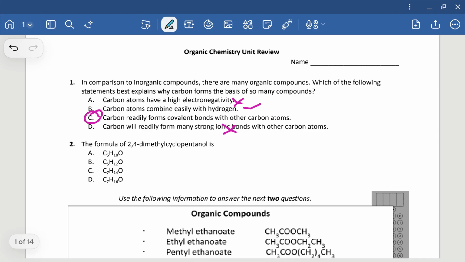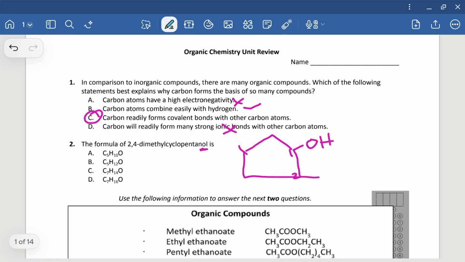Number 2 is asking for the empirical formula for 2,4-dimethyl cyclopentanol. So I think this one, it's helpful just to draw it out. So you have a ring of 5 carbons. Because it ends in OL, there's an alcohol, and that would be assumed to be on carbon 1, and you can put it wherever you want and then start numbering your carbons. So if this was my carbon 1 and I went clockwise, then I would have carbon 2 and, not there, on carbon 4, I have a methyl group, and then I can count my hydrogens.